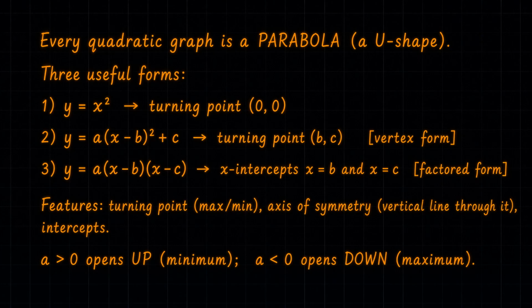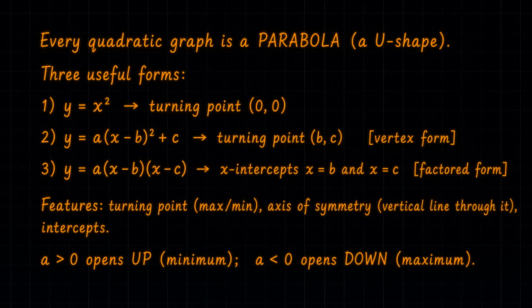So what are these features? Three big ones. First, the turning point, the very bottom or the very top of the U, where the curve turns around. Second, the axis of symmetry, an invisible vertical line right through the turning point that splits the parabola into two matching halves, like a mirror. And third, the intercepts, where the graph crosses the axes.